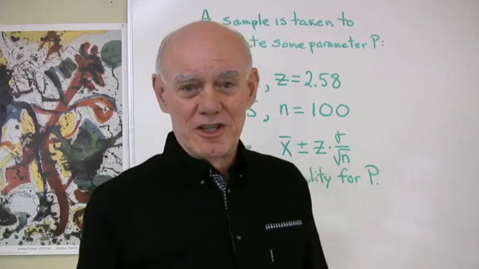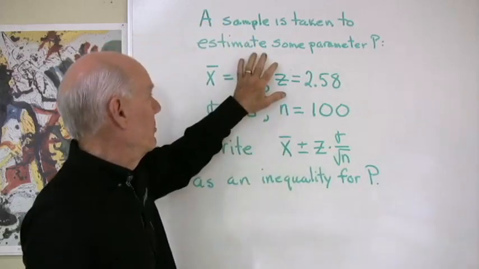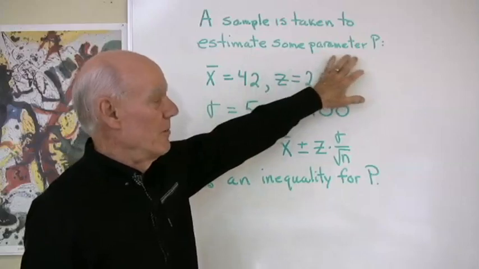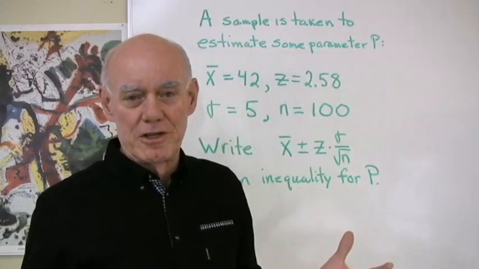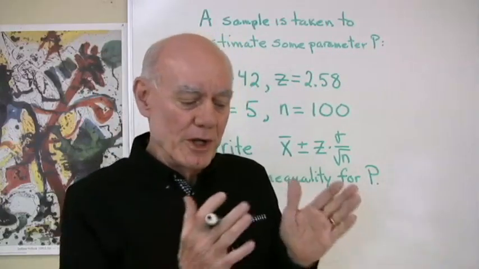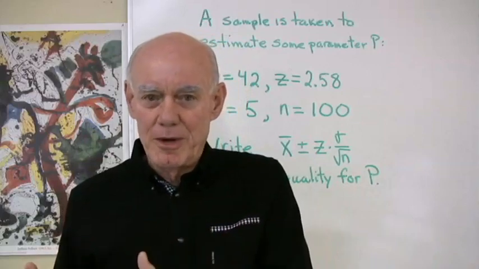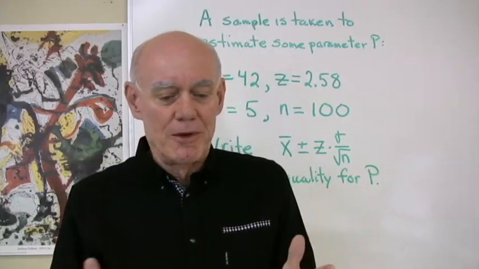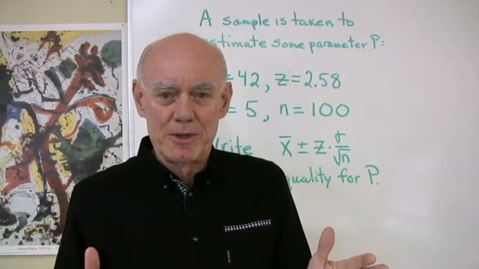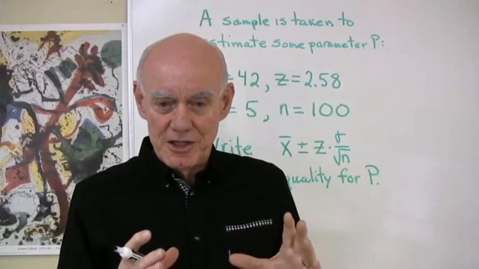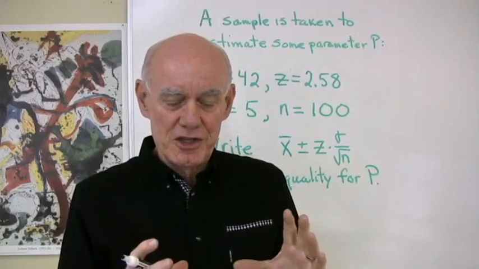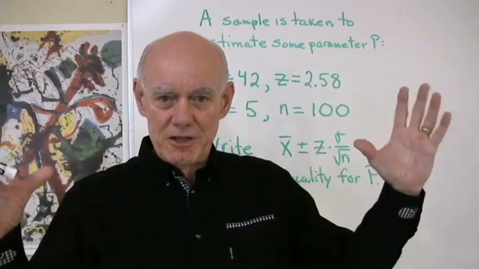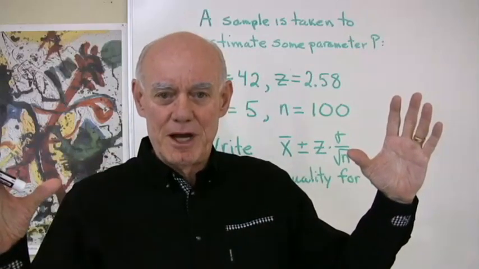Here's a problem that you're going to see when you get to statistics. A sample is taken to estimate some parameter p from some population. The population's too big to go in and ask every individual or measure something about people in the population. So what we do is we take a sample and we use the statistics from that sample to estimate what that parameter is in the big population.